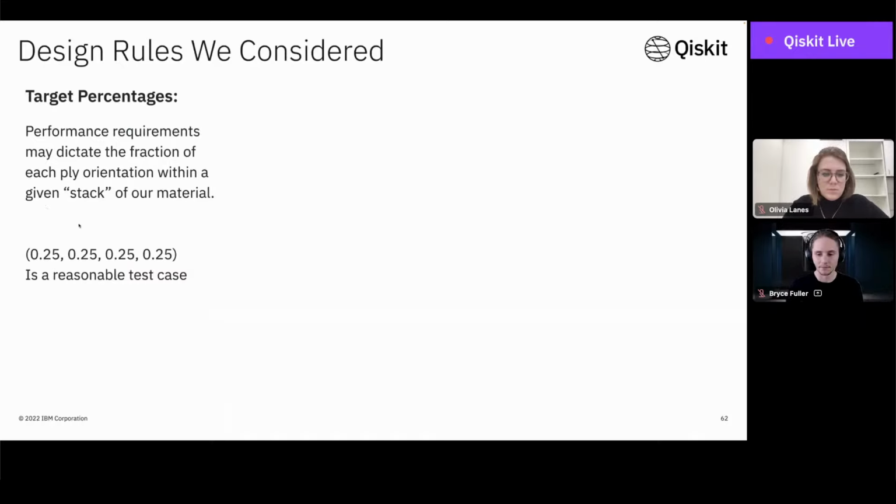So sometimes it's reasonable, they would just say, okay, the number of 90, 0 degrees, 45 degrees, and negative 45 degree plies within any specific stack should be roughly equal, right? And it's not possible in general to satisfy all of their constraints, but they're trying to satisfy as many as possible. So getting as close to these target percentages as they can is really their objective.